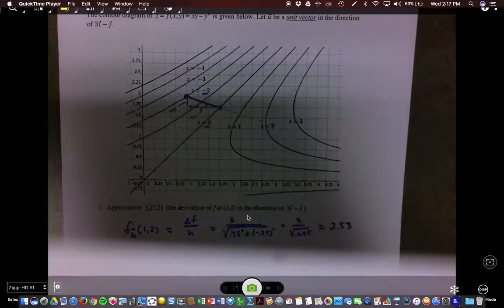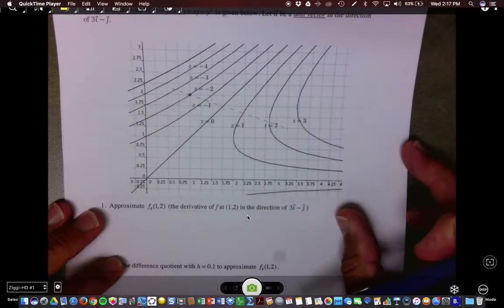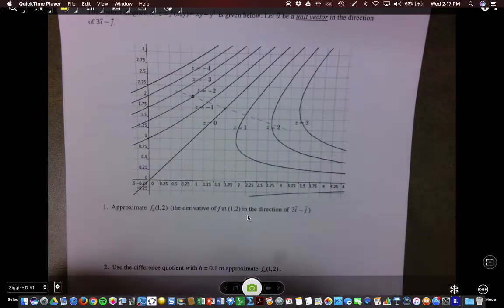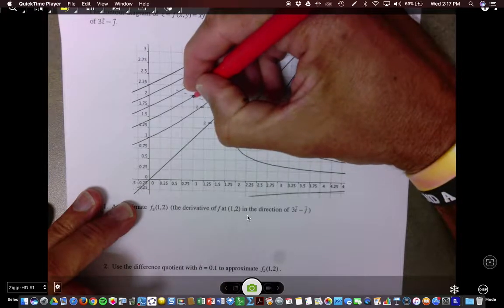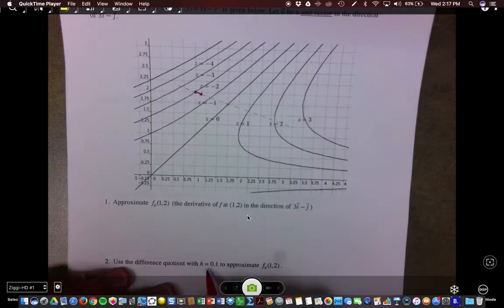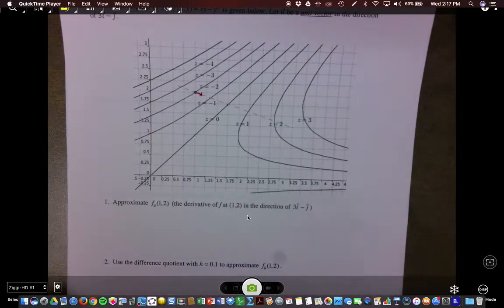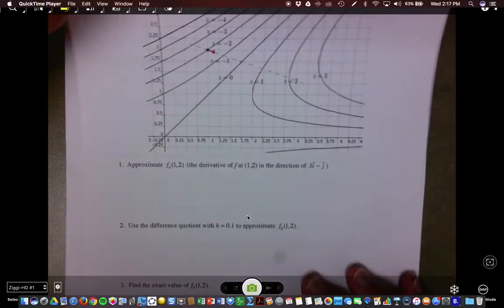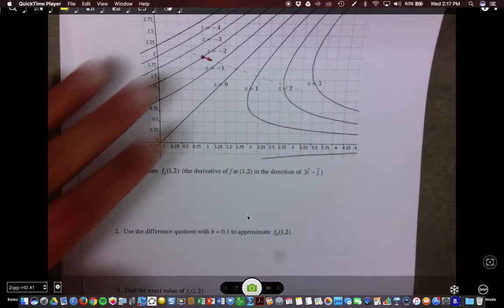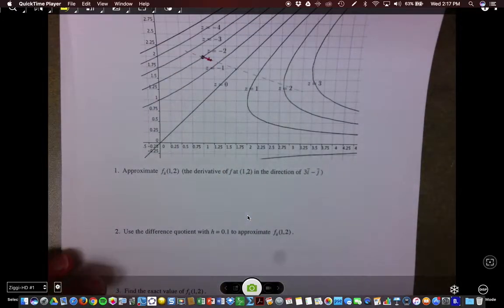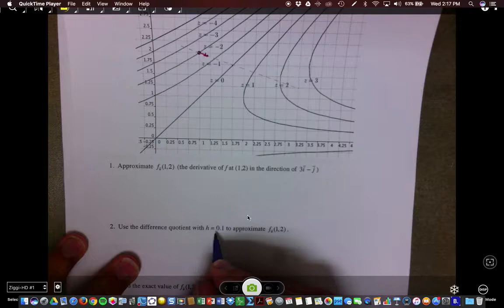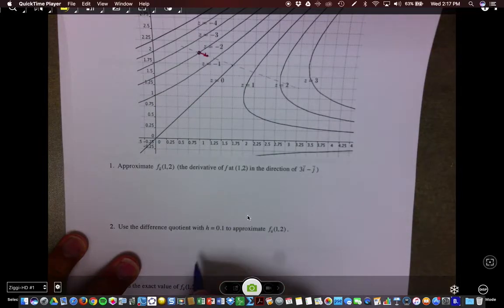Instead of going all the way from this point to this point, what I really want to do is move along a vector whose magnitude is 0.1. That's what this means. We're going to move in a direction that's only 0.1 units long. So we'd like to find the change in the function from that point to that point. The difference quotient says to look at the change in the function divided by the displacement.